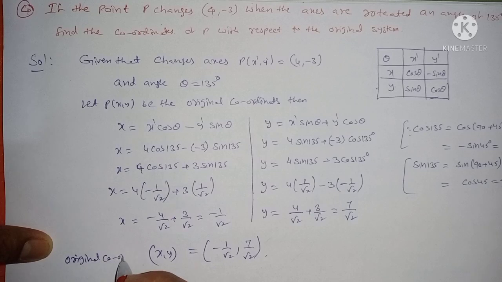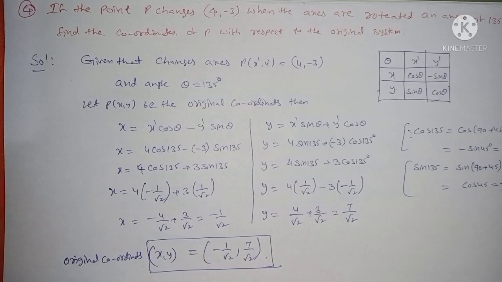Original coordinates. x comma y is equal to minus 1 by root 2, 7 by root 2.